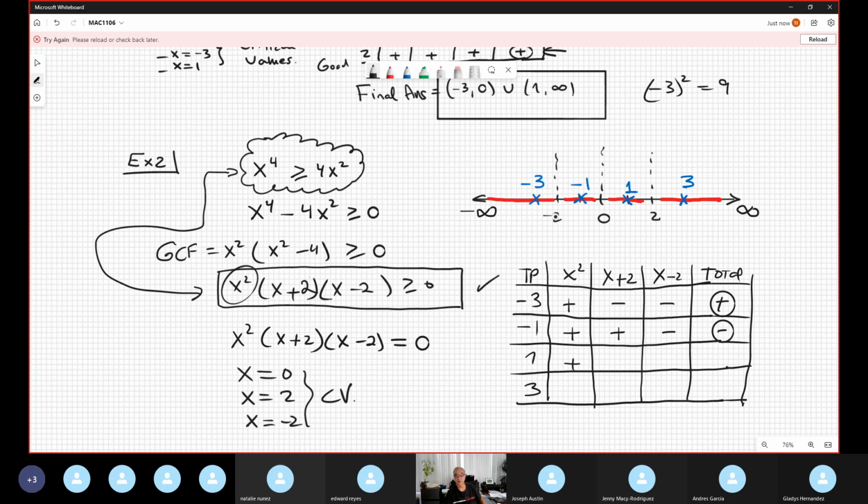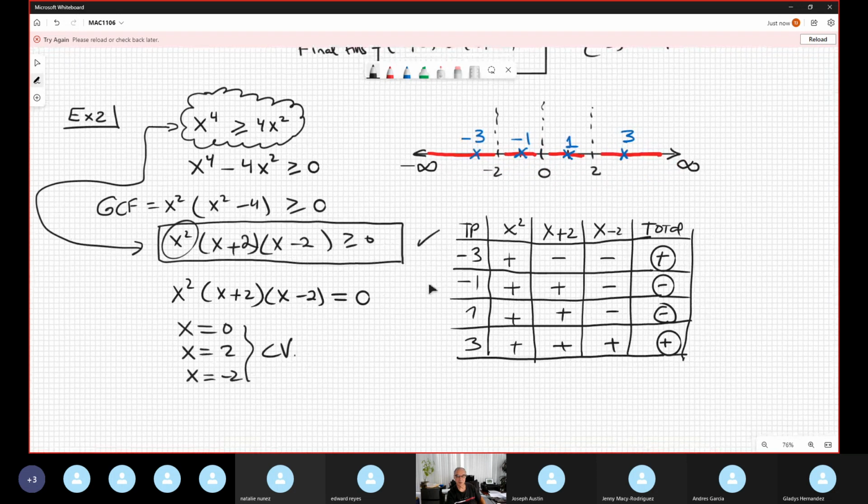And 1 is positive, and 1 is positive, and 1 is negative again. And 3 is positive, and 3 is positive, and 3 is positive. The answer is positive. Okay, not bad. Now, the new thing is super important. It's logical.